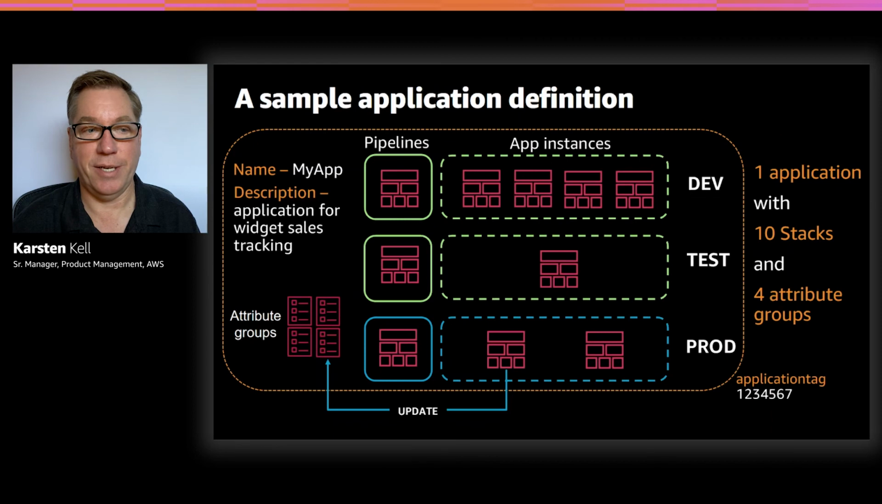I've also depicted here on the lower right an application tag. So since application is an object on AWS, it has an ARN and it's taggable. So you could apply your own tags to that and use that for whatever purpose you want.